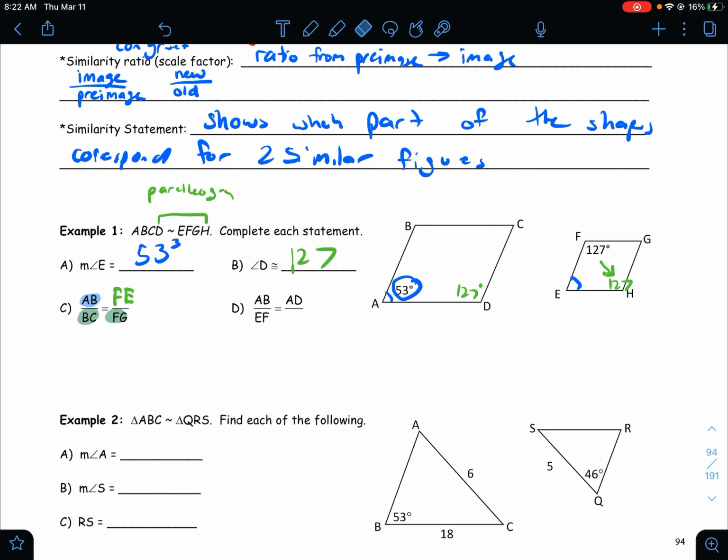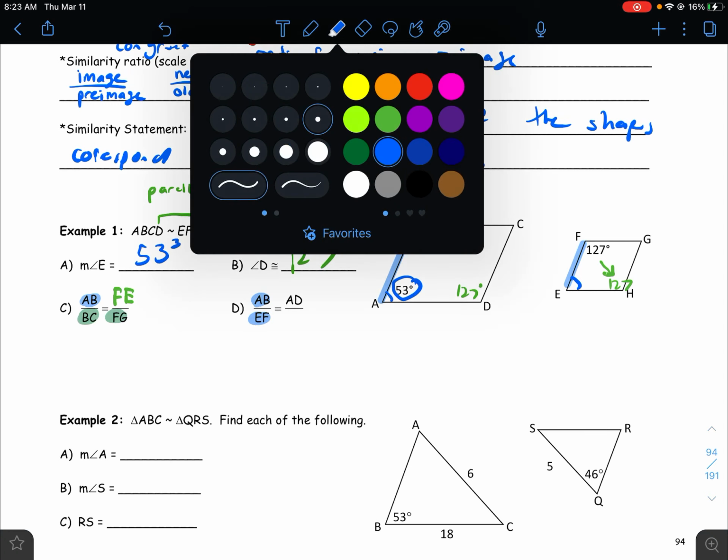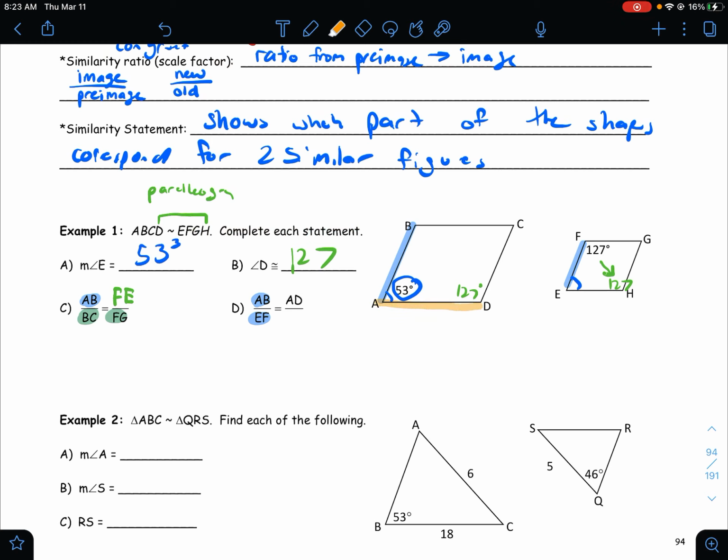All right, let's try it now. So we've got AB and EF. Those are these guys. And then they give us AD. So which one's going to go with AD? Well, we can look. AD is the first and last, so we're going to need EH, first and last. And I guess I should have pointed that out here, right? AB are the first two. FE or EF are the first two as well. So you have to make sure that the corresponding ones go together.